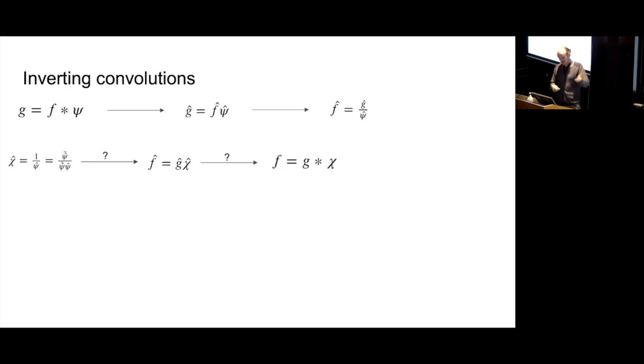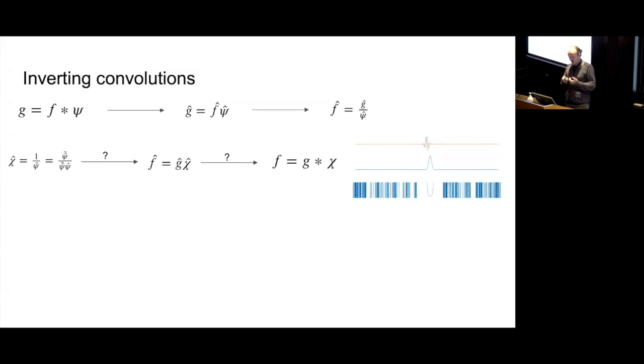Can I just convolve G with this chi and get F back? Well, if psi is this Morlet wavelet on the right, and we go into Fourier space, we get this very localized Gaussian, and then dividing by that, outside that Gaussian we go to 10 to the 300. So that is not going to work. So we have to rethink this a little bit. And by the way, this is called inverse filtering.